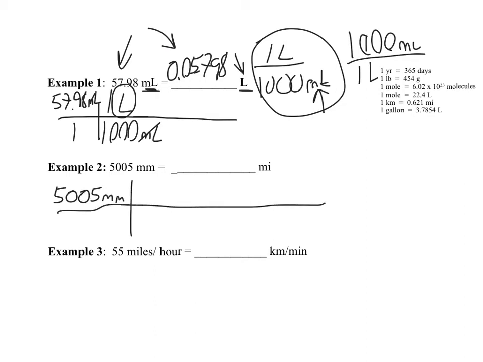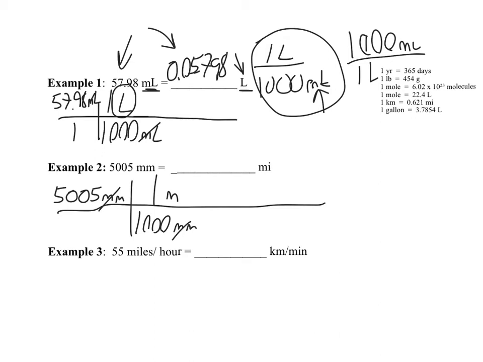And I can go 1,000 millimeters into 1 meter. I'm going to choose to write it this way so that I have millimeters on top and millimeters on bottom. Hopefully you can see how that cancels out. I could flip that, so I have meters on bottom and millimeters on top, but then my millimeters don't cancel out. So I don't want to write it that way. The math won't work.